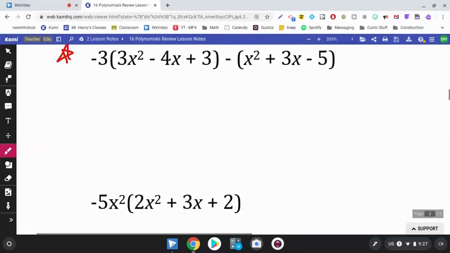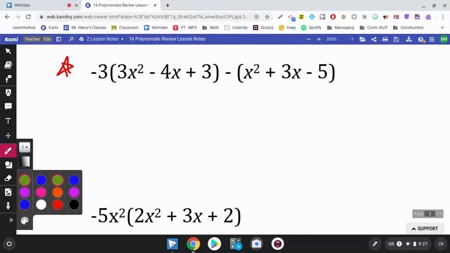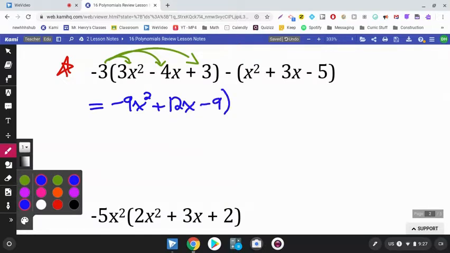Okay, negative 3 times 3x squared minus 4x plus 3, subtract x squared plus 3x minus 5. Well, it actually starts very similar. I have a multiplication to do, so I need to do the distributive property. And then I'm going to have this polynomial minus this polynomial. Okay, well, I get negative 9x squared plus 12x. Negative times negative is a positive. Minus 9. That is subtracted by x squared plus 3x minus 5.